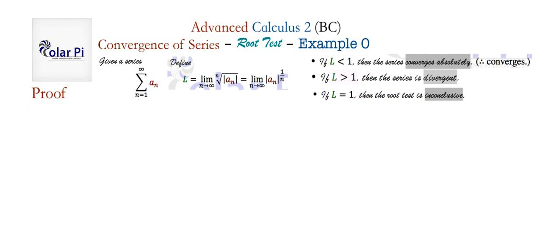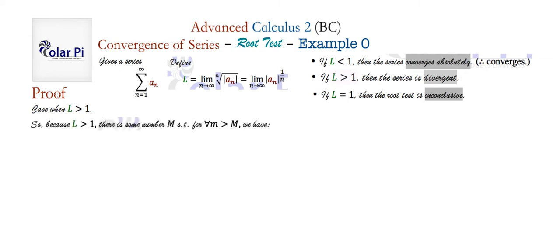So let's consider the case L is greater than 1, where we want to show divergence. Okay, so when L is greater than 1, there's some number, again capital M, that we could pick, so that for all numbers little m bigger than it, we have this, which could be made bigger than 1. By picking numbers sufficiently large, we can make this bigger than 1, because L is bigger than 1. We can get arbitrarily close to L, since the limit here is equal to L, so we can pick large enough numbers so this is true.